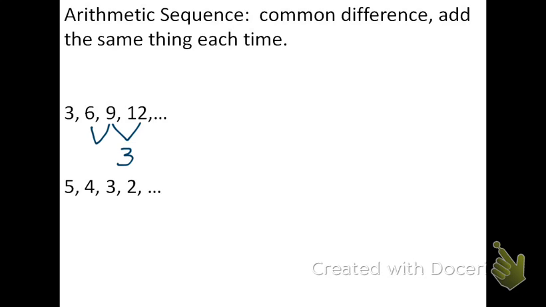12 minus 9 is 3. 9 minus 6 is 3. 6 minus 3 is 3. So our common difference is 3.